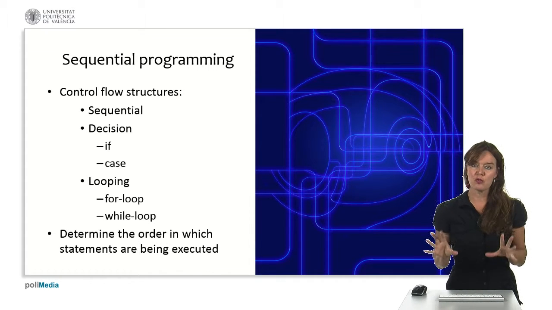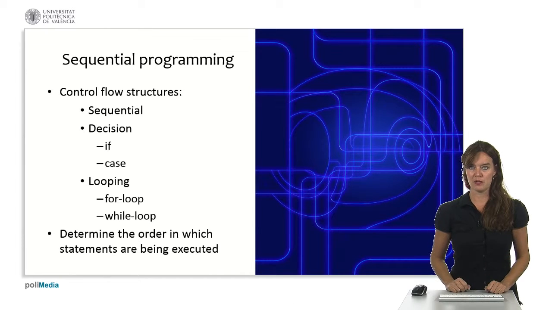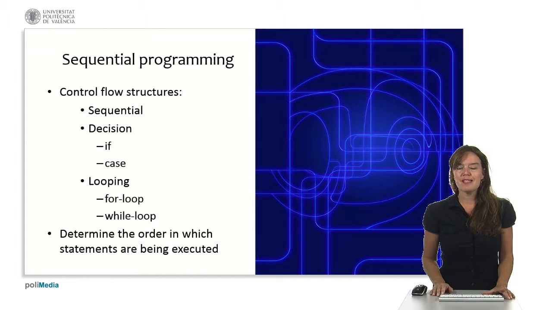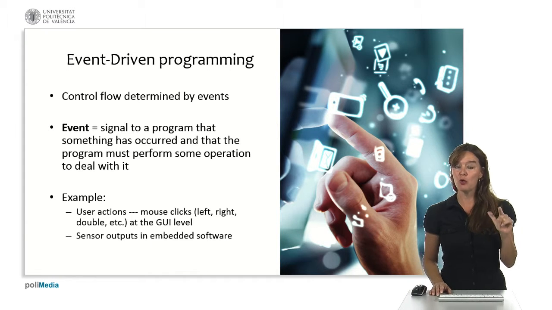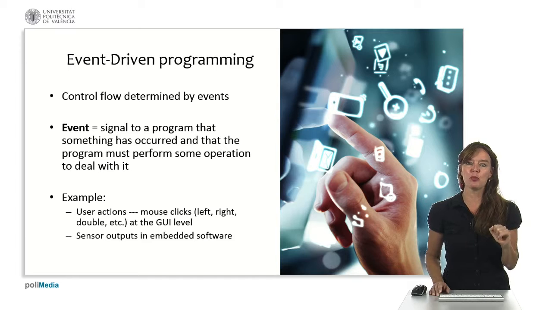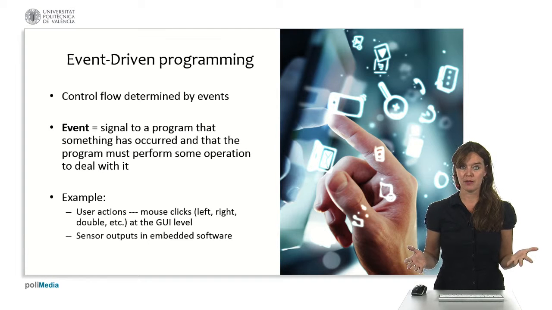So these control flow structures determine the order in which statements are being executed. So this is in sequential programming. There is another paradigm of programming which is called event-driven programming. And actually then the control flow is not determined by control flow structures, but it's determined by events. And an event is a signal to a program that something has occurred.